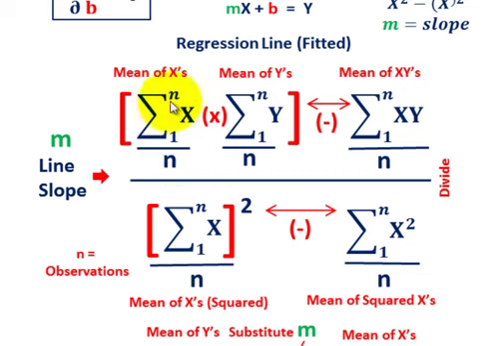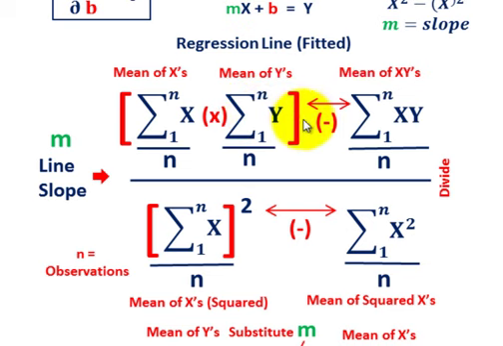Then you take your mean of the x's, whatever that value is, times the mean of the y's. By the mean of the y's, we mean you sum up your y values, y1, y2, y3, y4, y5, y6, up to yn, and divide by the number of observations. That gives you your mean of the y's. So you take your mean of the x's times your mean of the y's, and that's the little equation we have here. You multiply those together.